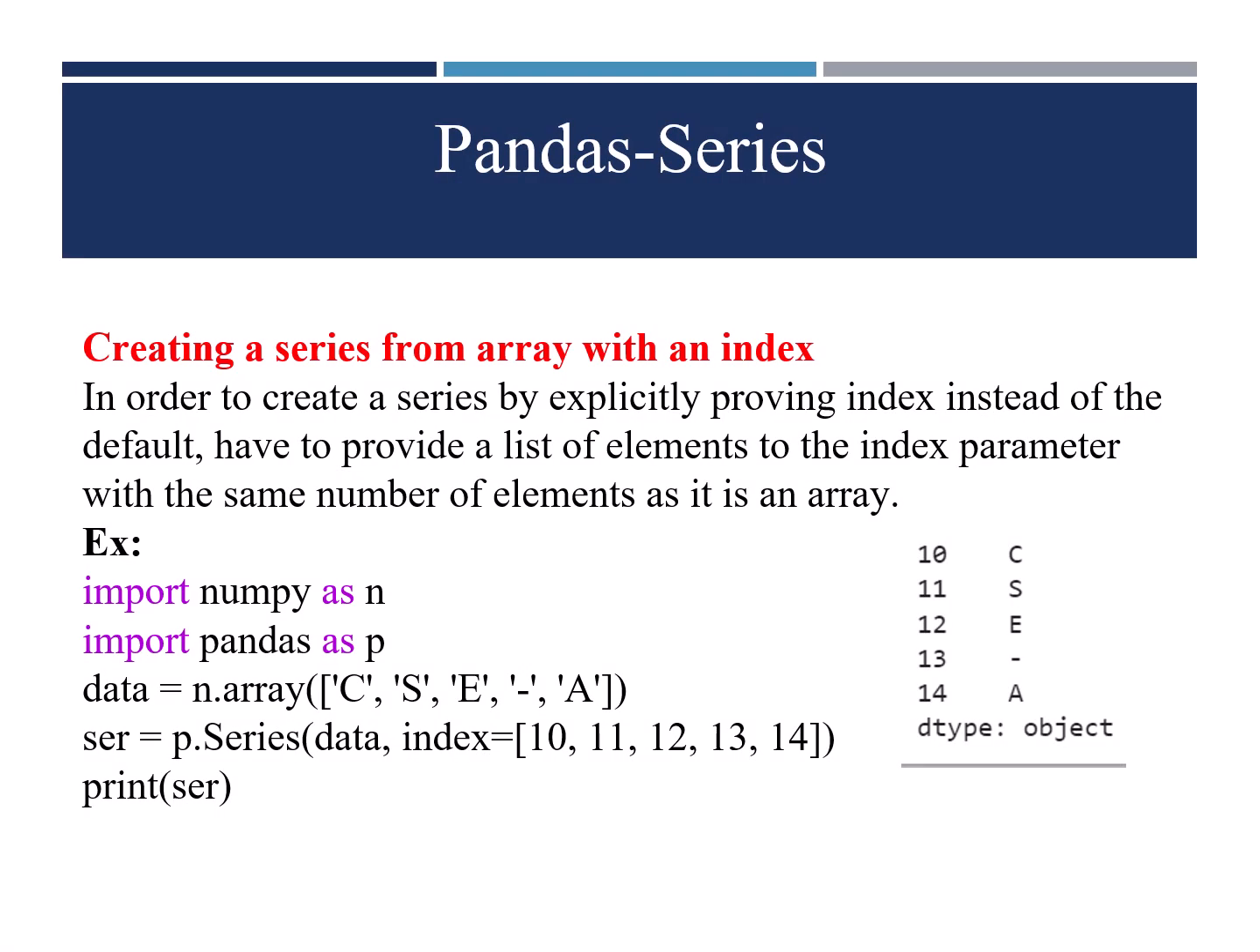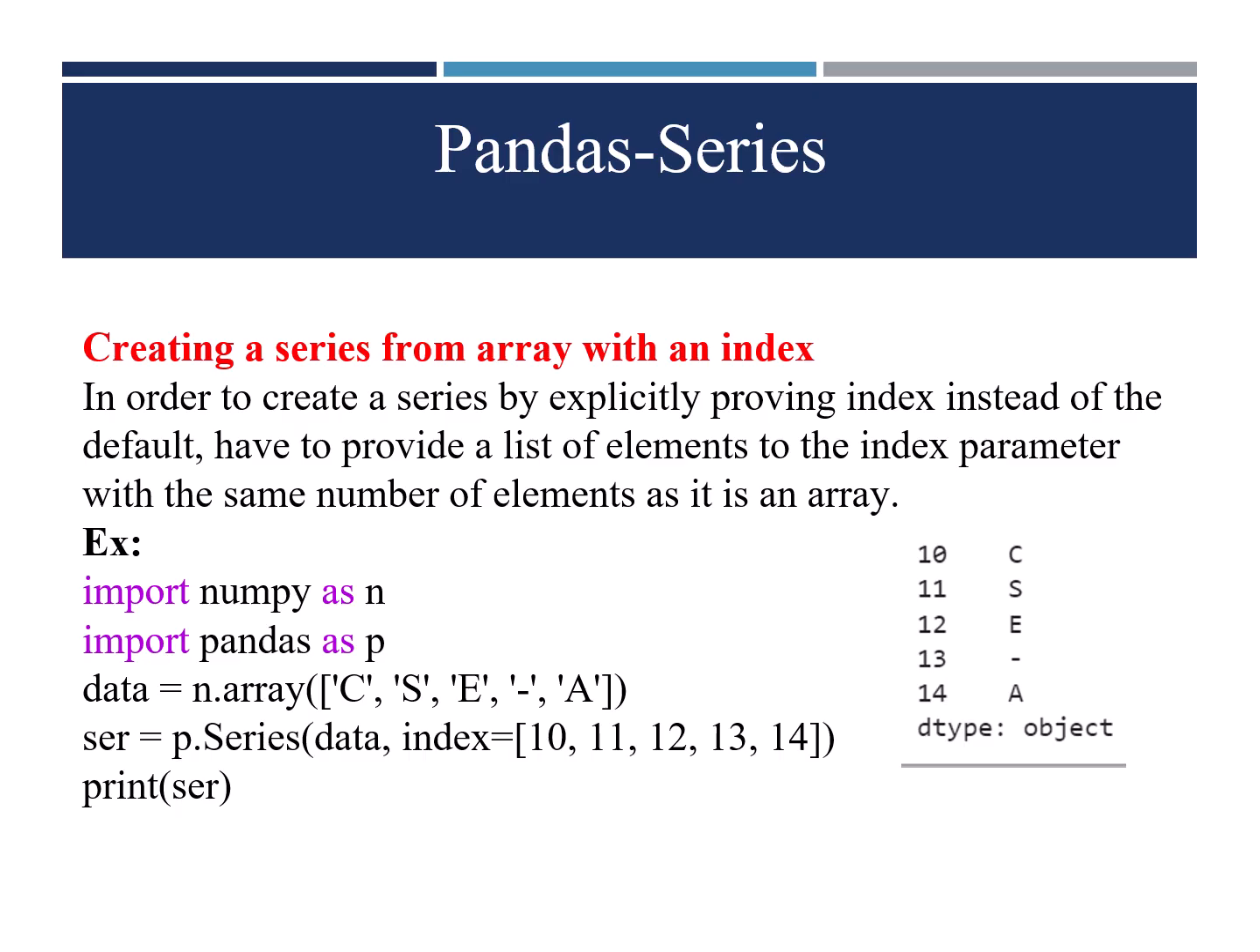Now we can create a series from an array with an index. In order to create a series by explicitly providing an index instead of the default index value, here is the source code. Import NumPy as n, import pandas as p. Now data equal to n dot array of, we have a collection of data items. In the next line of coding, this is the line to create a series. So the variable name is ser equal to p dot series of the data, comma, here we will be specifying the index value. Instead of taking the default index value, here we can explicitly define the index value.